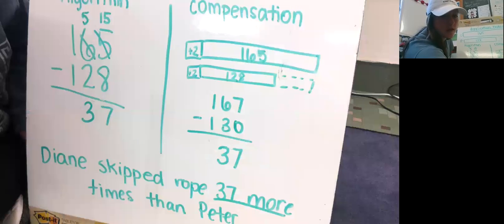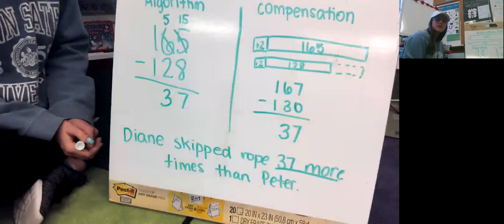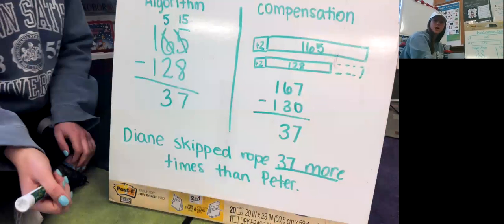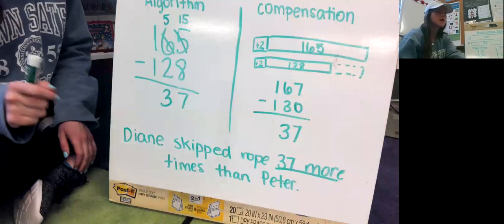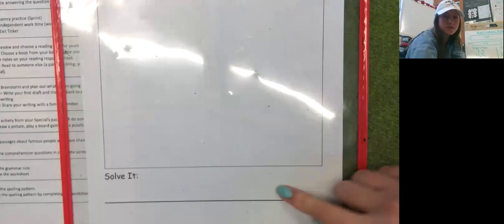So either way I choose to solve this problem, whether I'm choosing to use the algorithm or if I'm choosing to use compensation, I know that either way Diane skipped rope 37 more times than Peter. So remember, at the end of the problem, it's asking you to solve it by using your sentence form. So right at the bottom of your application problem paper, let me flip this around. Sorry, it's a little blurry. There we go. So at the bottom, I have this line right here to answer my question.